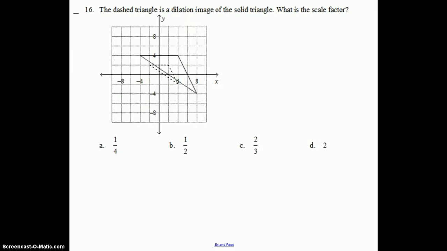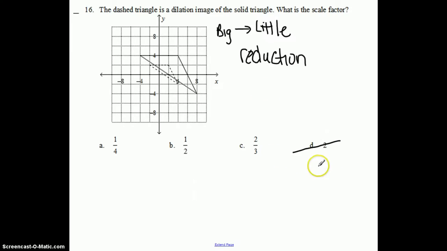Okay, next: the dashed one is a dilation image of the solid one. So in this one, the solid one is the big one, and I'm somehow going to have to go to this little one. That means it's going to have to be a reduction. The only way a reduction is going to happen is if I have a number that's less than 1. So I definitely see that one's off.